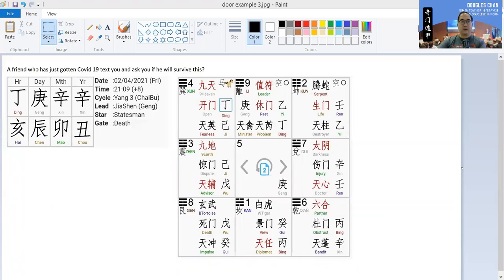Today, the case study that we are talking about is related to somebody who has contracted the virus COVID-19. And will he be able to survive this particular situation?